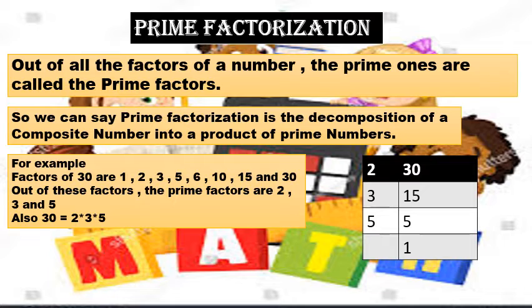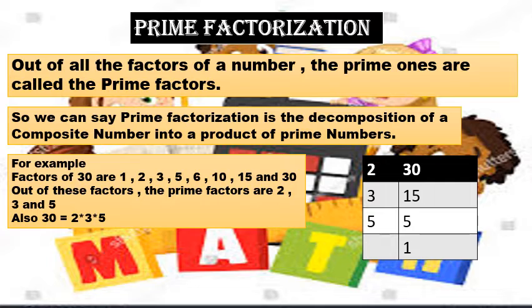We can also find prime factors using the division method. Here again the number 30 has been taken. First we will divide 30 by a prime number, that is 2. For finding prime factors, you have to divide the number only by prime numbers. You cannot take a composite number to divide that number.